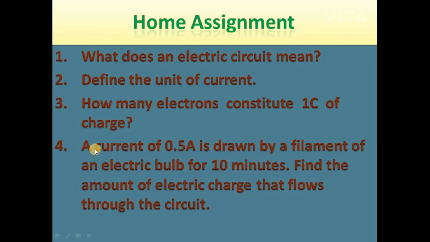A current of 0.5 ampere is drawn by a filament of an electric bulb for 10 minutes. Find the amount of electric charge that flows through the circuit. Here I is given as 0.5 ampere and time t is given as 10 minutes. You have to find Q.